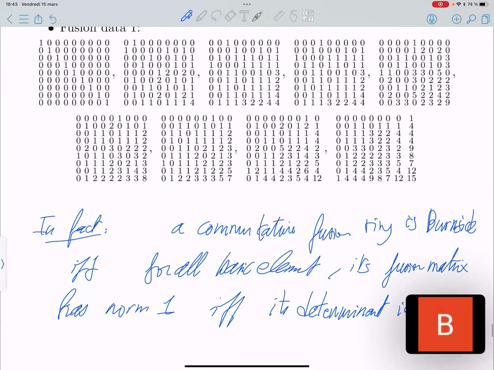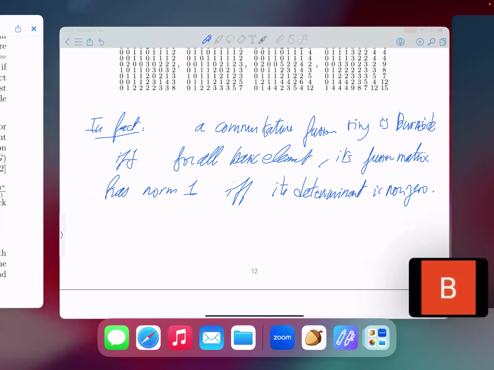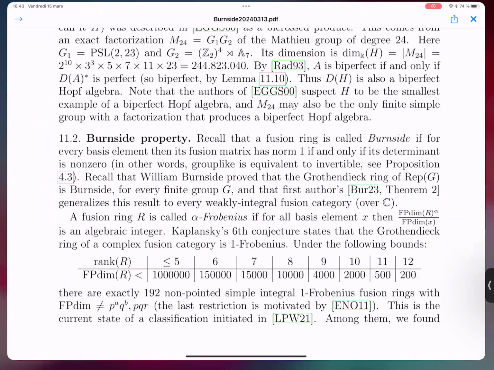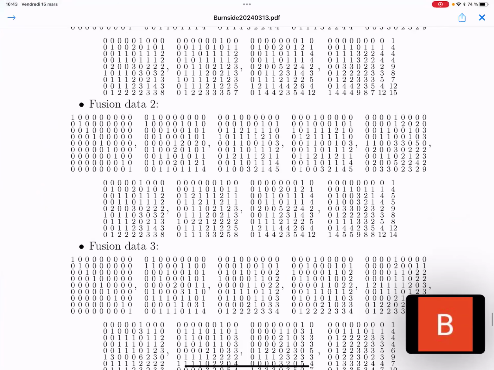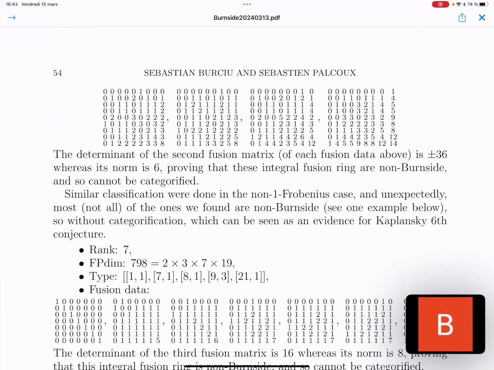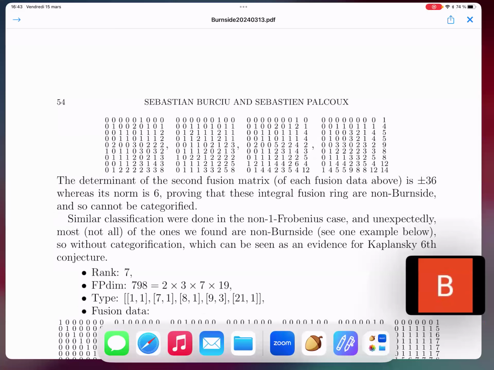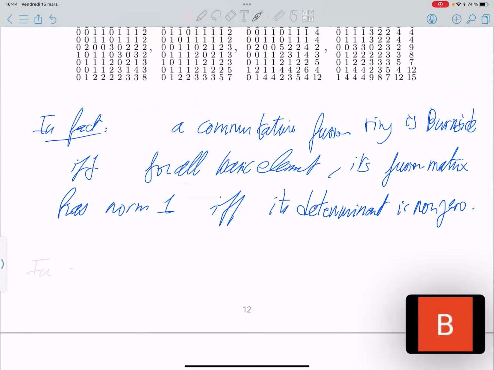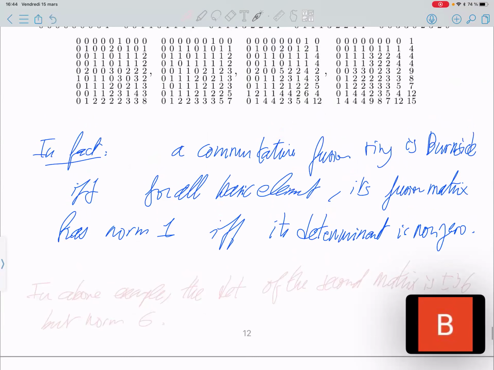And in fact, in the above example, isotype of rep A5, the determinant of the second matrix is always plus or minus 36, but the norm is 6, which is non-zero. So what is the point of considering norm and determinant?